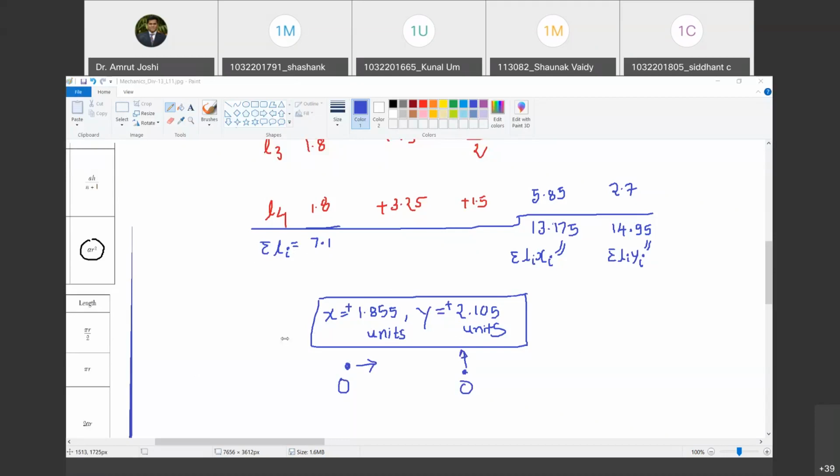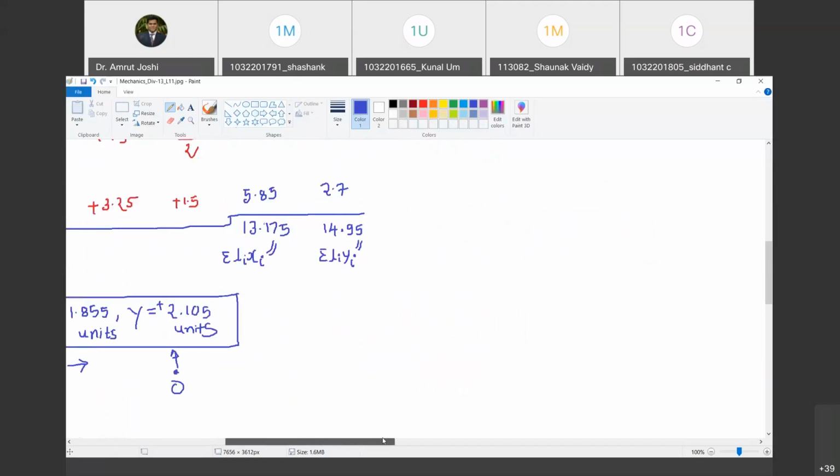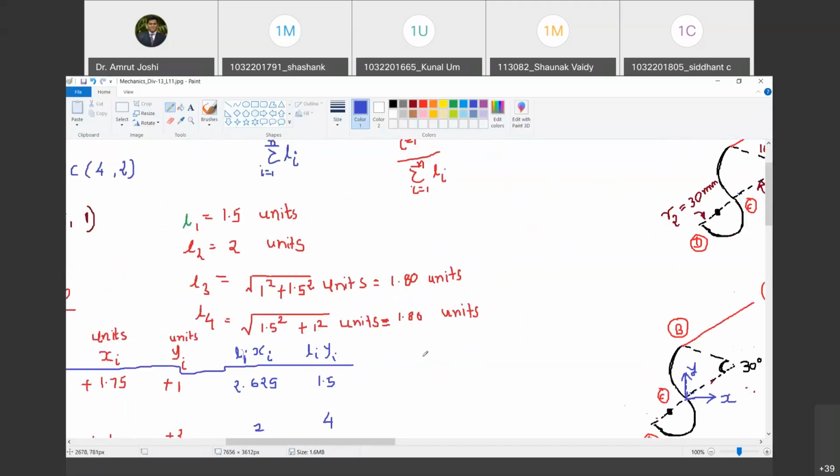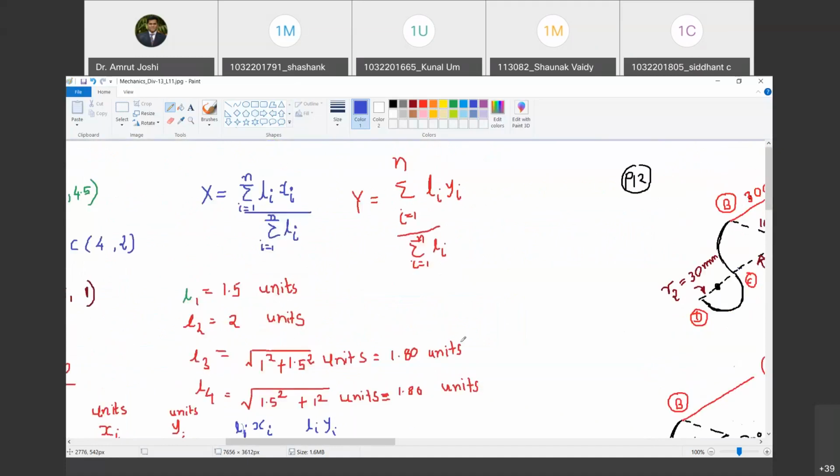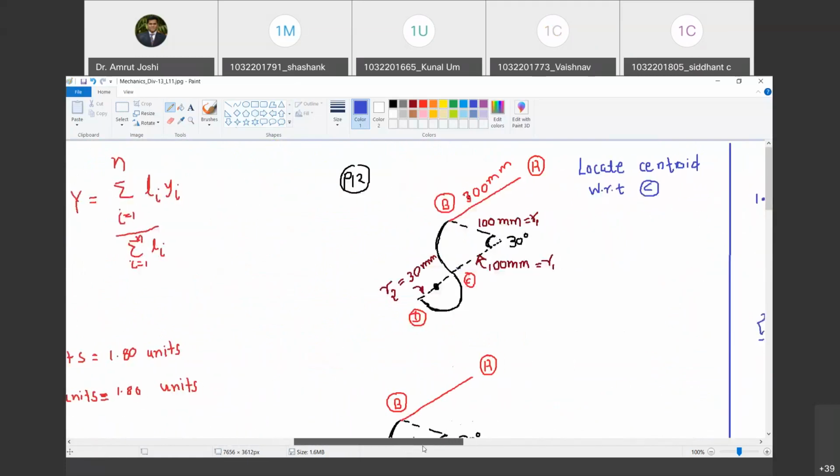Has anyone solved this problem? If you have, then please confirm if you are getting the same answers. You can unmute and tell. Okay, so that is worrisome if no one has solved. Okay, if anyone has solved. Yes, sir, I am getting same. Okay, great. So let us go to the next problem now.